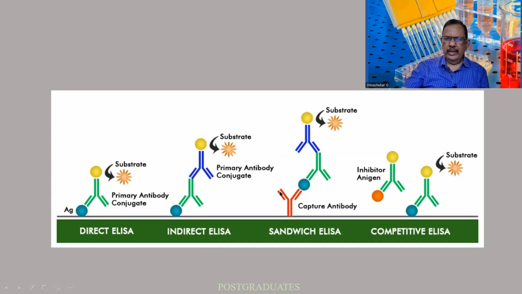Sandwich ELISA is one where there is an antibody, and the antigen is trapped between the antibodies, so it is a sandwich. Again, another antibody is there with a substrate. Same principle is there for the IHC also. And competitive ELISA means one substance is getting attached to the antibody, whereas the others are devoid of it. So it is an inhibitor antigen which is being produced.